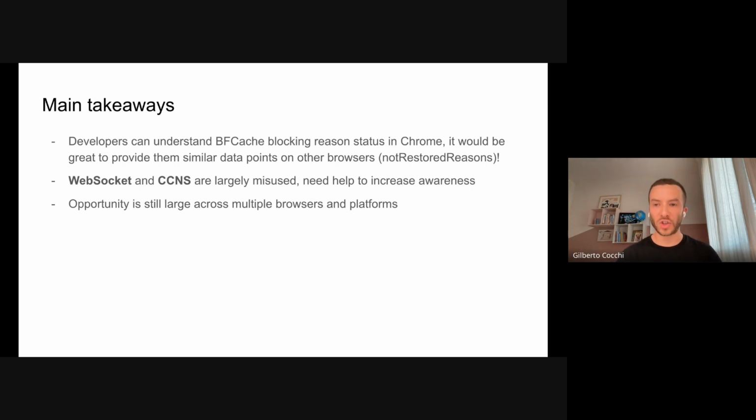And there are also big opportunities, especially in WebSocket and CCNS. Unfortunately, WebSocket in particular is largely misused, and CCNS, in my opinion, is also overused. I mean, there are legitimate purposes, but remember that HTTP Archive is browsing home pages. Do we really need home pages to have CCNS all the time? In my opinion, maybe not, or sometimes it's not strictly necessary. So what HTTP Archive is suggesting, considering the limitations of the dataset, is that the opportunity is still large and is present across multiple browsers and platforms.